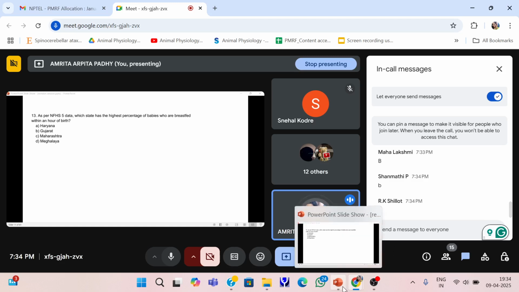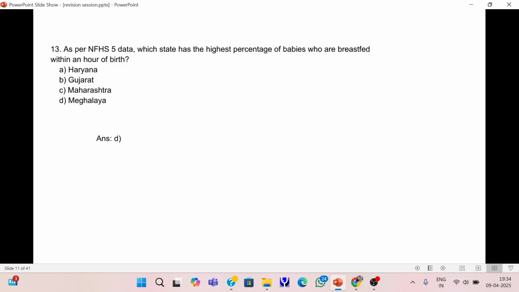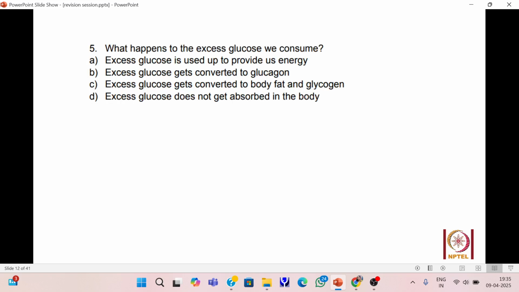Yeah, let's see what is the correct answer to this question. It is D. Meghalaya has the highest percentage of babies who are breastfed within an hour of birth, according to the NFHS-5 data. Moving on to the next question.